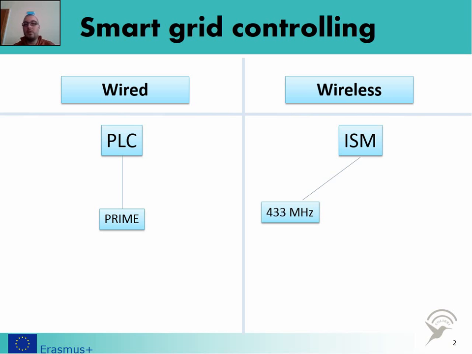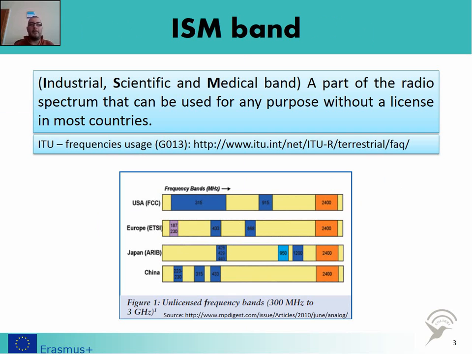So the most widely used frequencies are those three: 433, 868 megahertz, and 2.4 gigahertz. But what is this ISM band? Well, its name comes from so-called industrial, scientific, and medical band. This is a part of the radio spectrum that can be used for any purpose without a license in most countries. So that means it's a completely free license band.